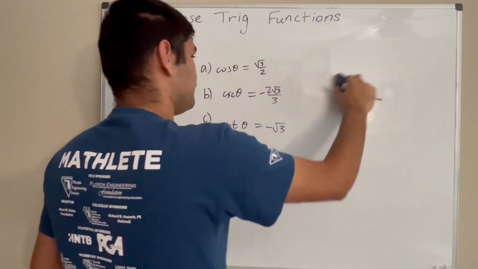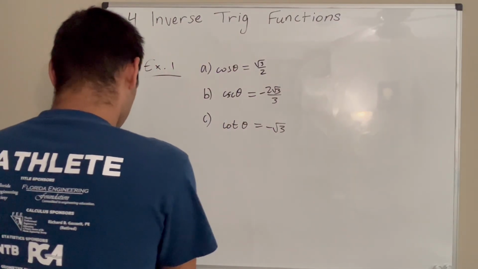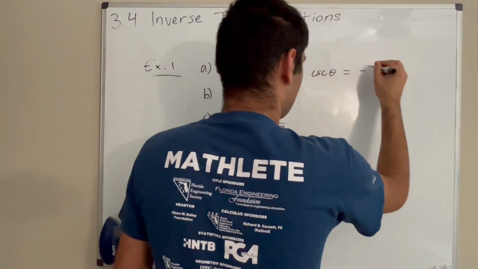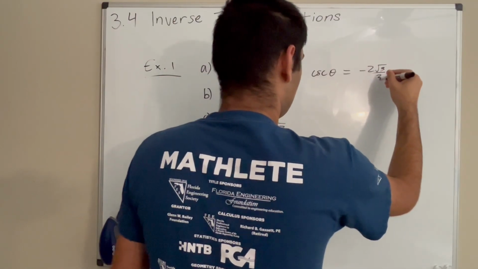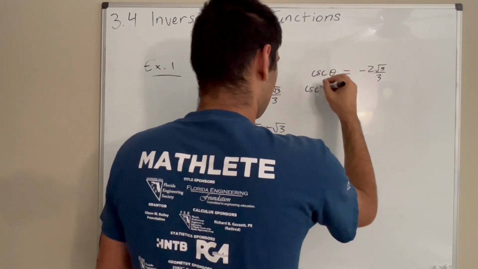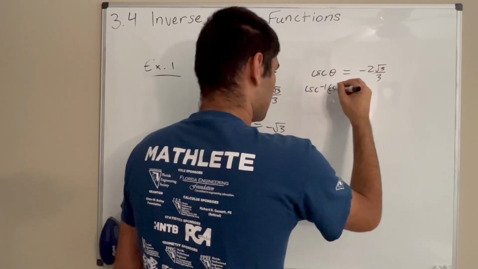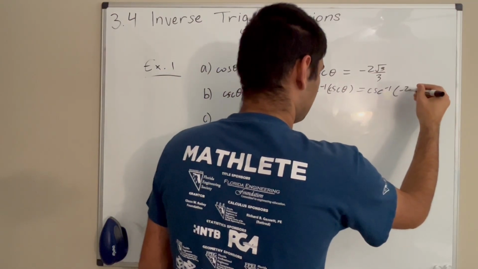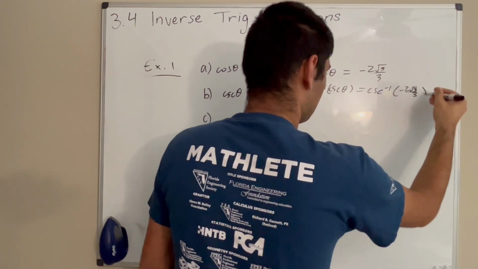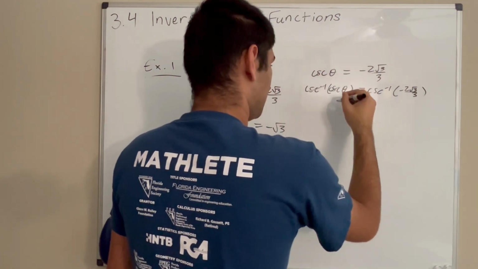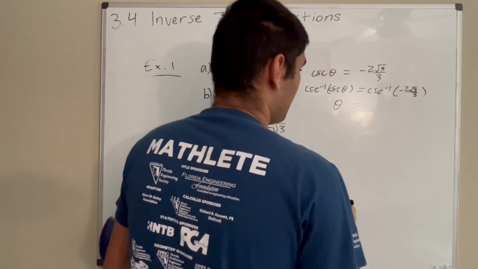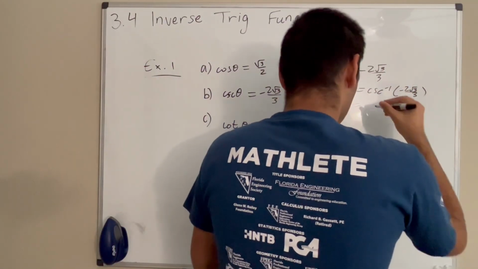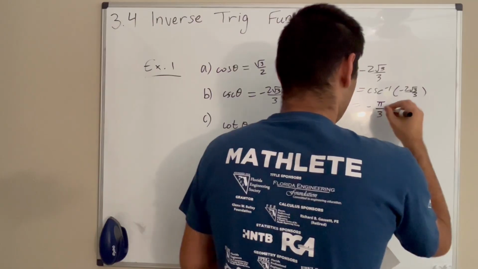So we have cosecant theta equals negative 2 root 3 over 3. Again, first you have to take inverse cosecant of both sides. Then inverse cosecant and cosecant cancel, so you're just left with theta. You could just put this into your calculator, and you should get negative pi over 3.